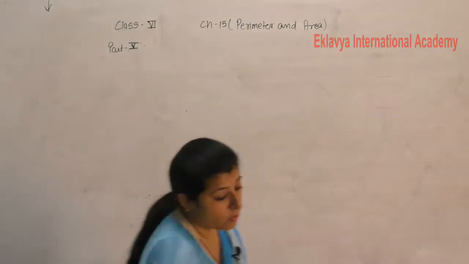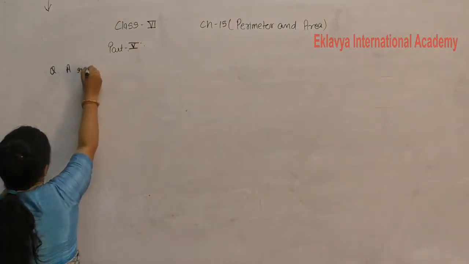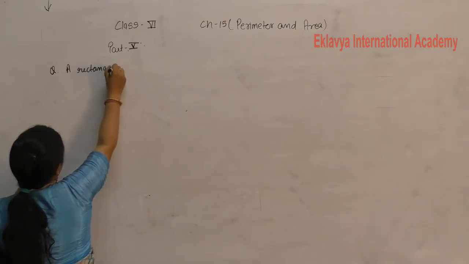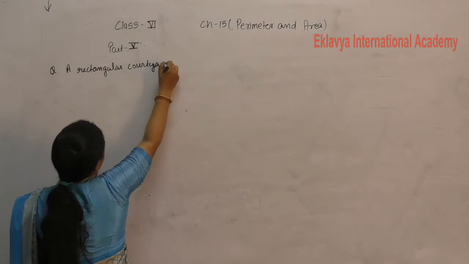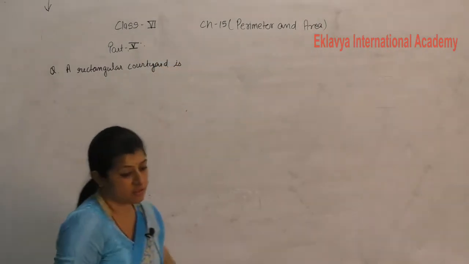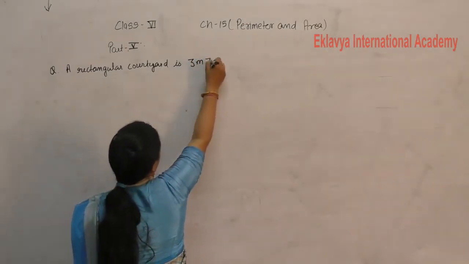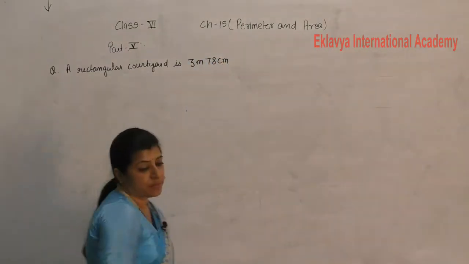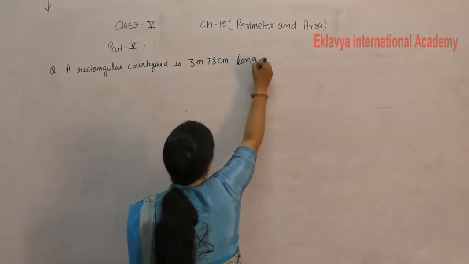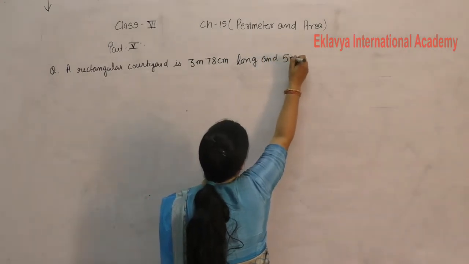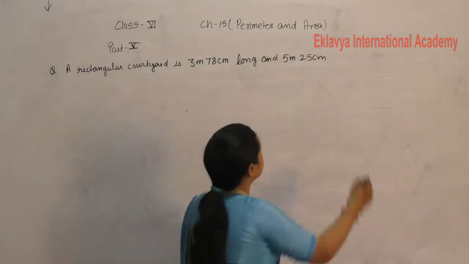A rectangular courtyard is 3 meter 78 centimeter long and 5 meter 25 centimeter broad.